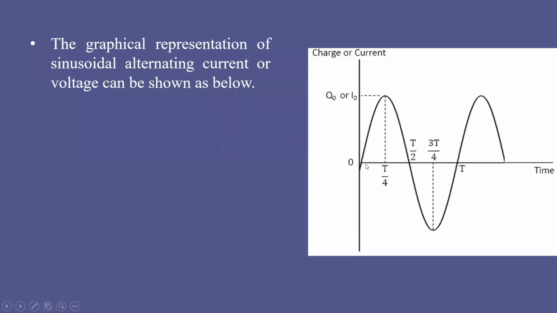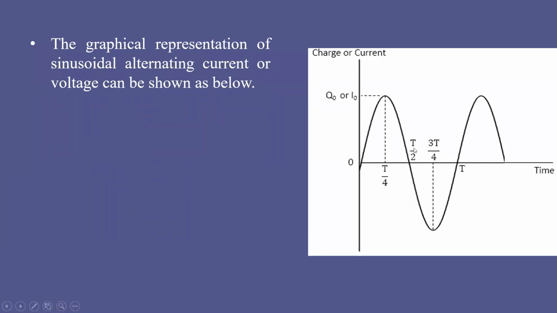Okay, with time the current will increase first, then it reaches maximum, then it decreases, changes direction, and goes to the negative side. It reaches the maximum in the negative direction, then again it increases and changes direction to the positive side. So this one wave is called one cycle. From 0 to capital T is called one cycle. To complete one cycle, it needs total time capital T, because the horizontal axis is the time axis.